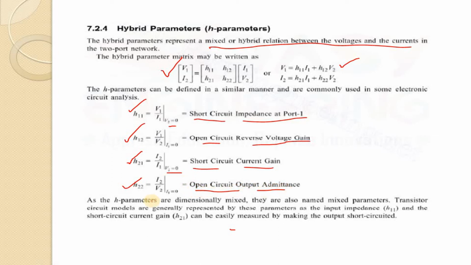Okay. So as H parameters are dimensionally mixed, they are also named mixed parameters. Transistor circuit models are generally represented by these parameters, as the input impedance H11 and the short circuit current gain H21 can be easily measured by making the output circuit shorted.